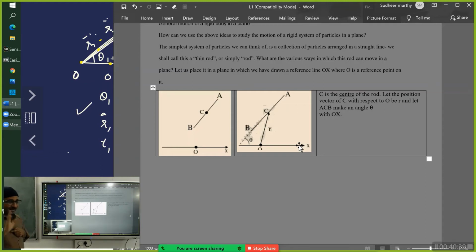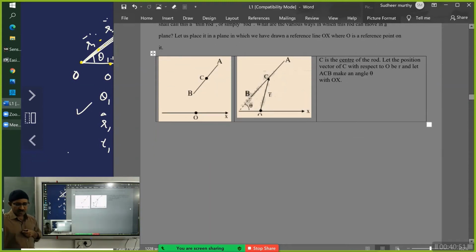Wait, it is translating. I didn't say pure translation. Come on, think. Your friend said pure translation. Should it only be pure translation? We cannot apply that concept because we need to define it for extended bodies. This is an extended body. Yes, sir, but we did it only for a particle. Now we are taking a rod, I told you. So we said the angle with the reference axis is constant.